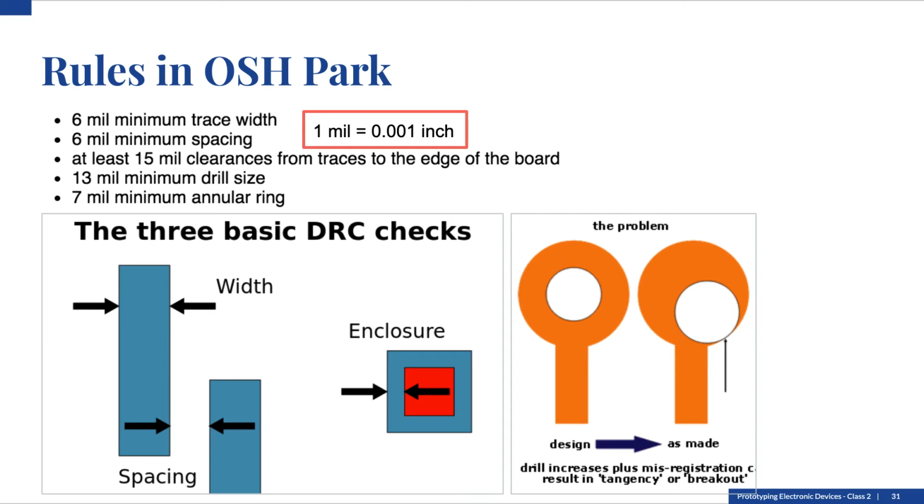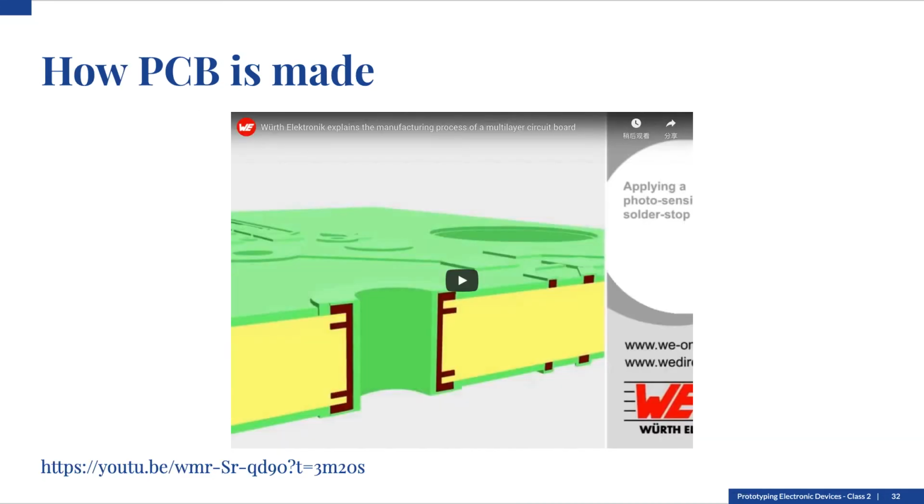13 mil minimum drill size, which should be their minimum drill bit size. 7 mil minimum annular ring, which keeps the drill hole on the copper area. Here's a demo about how the PCB is made.